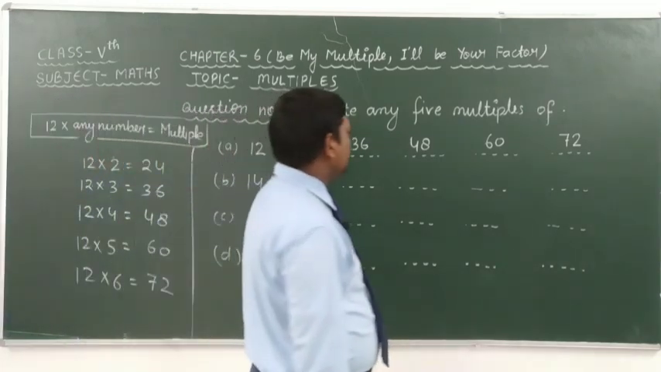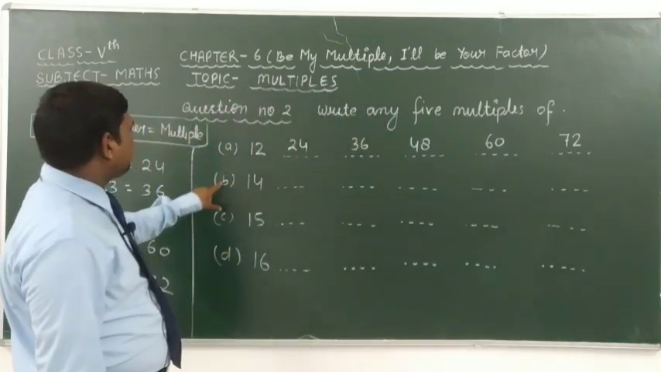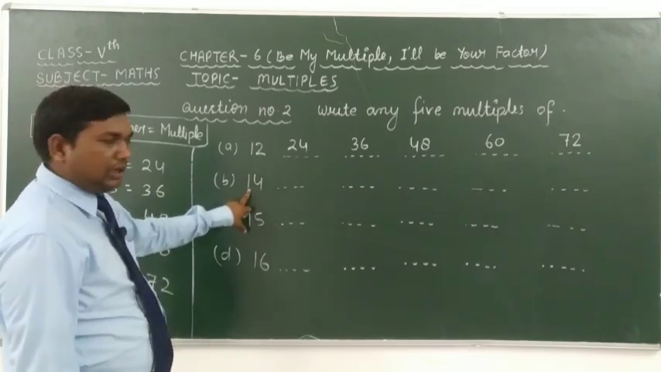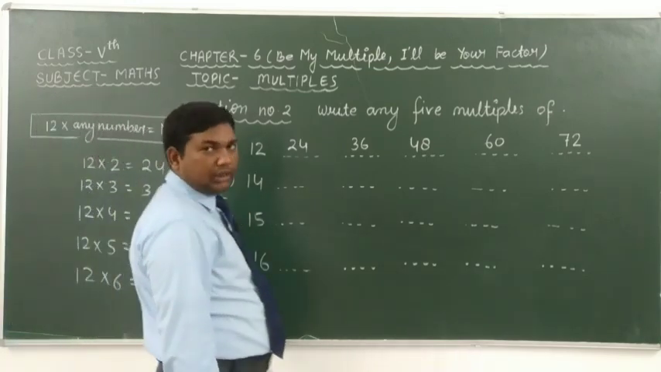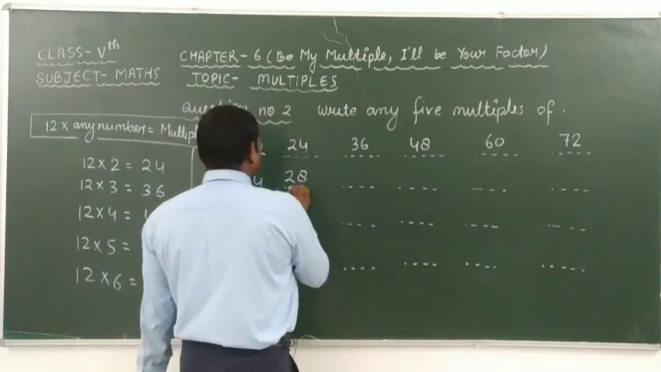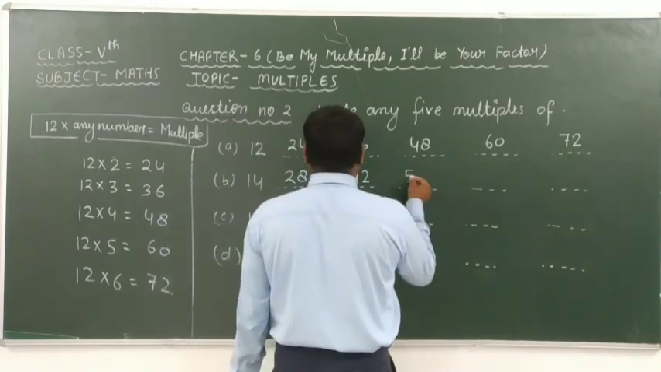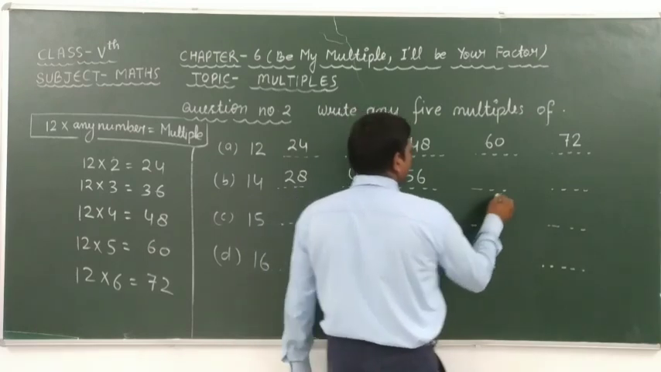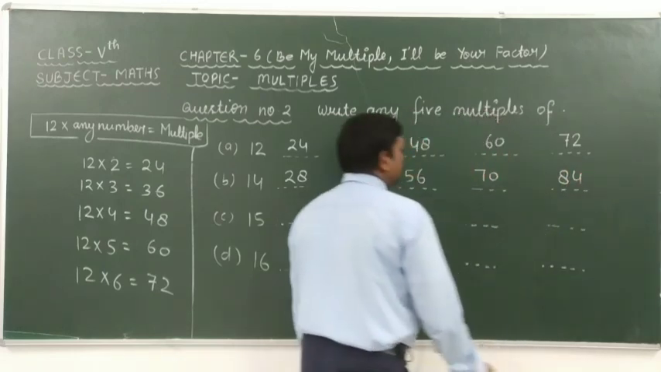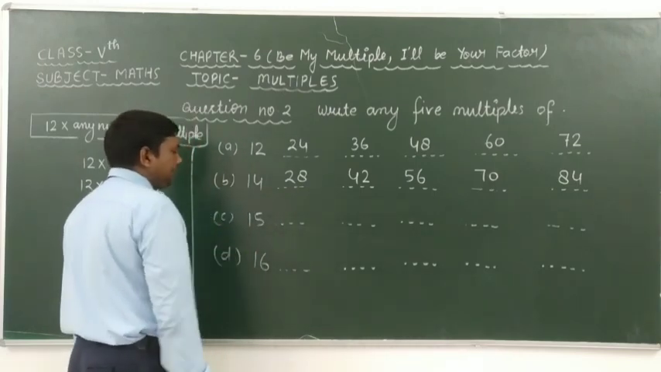Okay, in this question given 14, here we can write any 5 multiples of 14. Look at here carefully. 14 1s are 14, 14 2s are 28, 14 3s are 42, 14 4s are 56, 14 5s are 70, and 14 6s are 84. Understand? In question number C, here given 15.